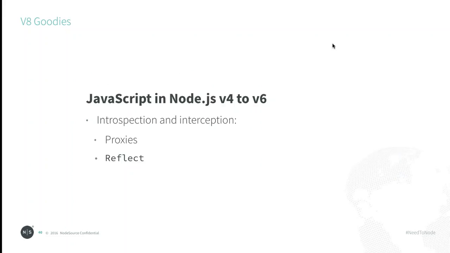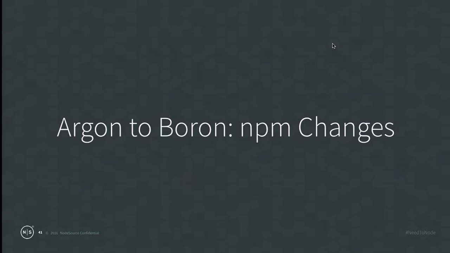There's some introspection and interception features now in Node version 6 LTS, so proxies are in there to do some crazy API proxying. There's also the Reflect API to do some internal introspection. You can dig into that in MDN. I'm not going to go into details on that.